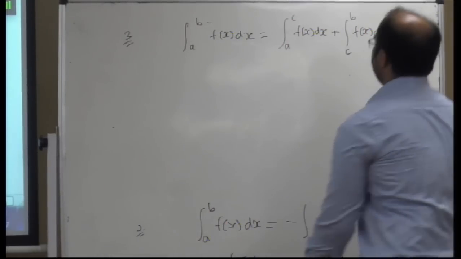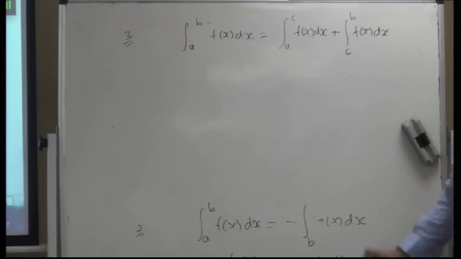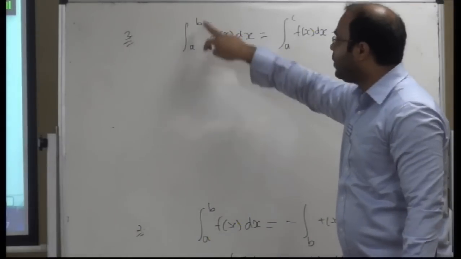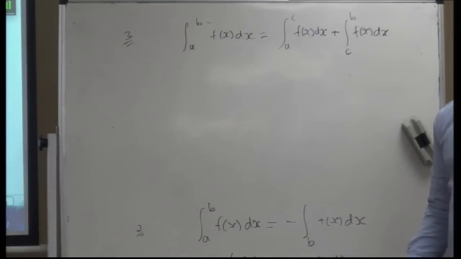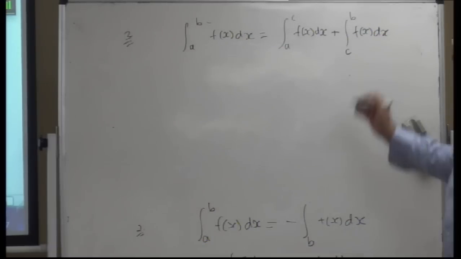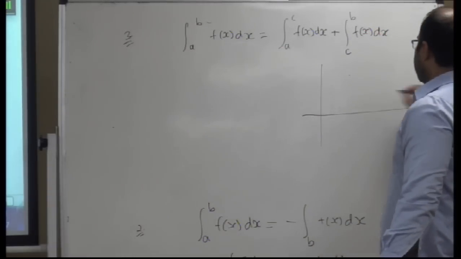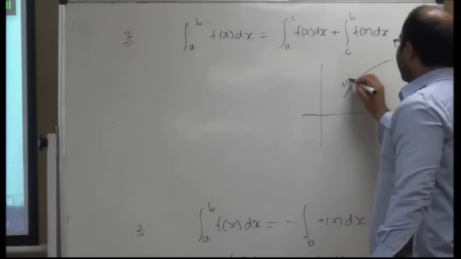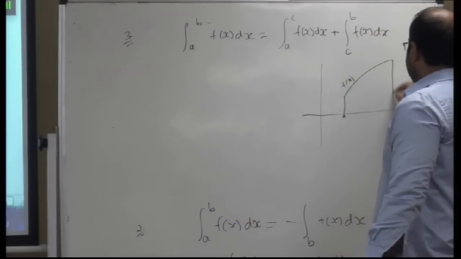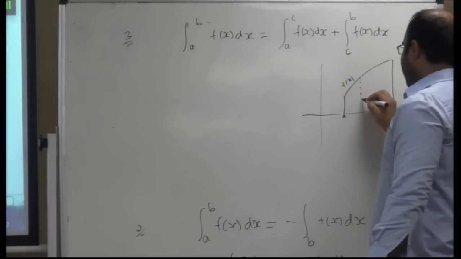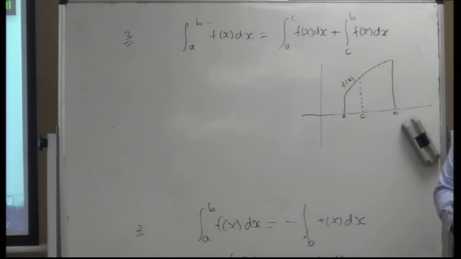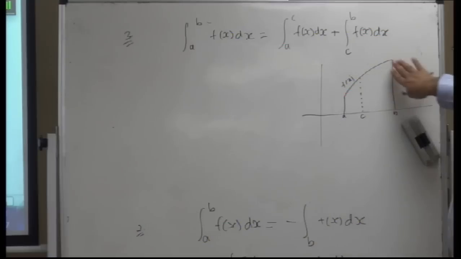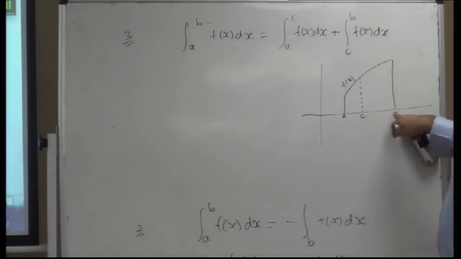When we talk about c here, c is not necessarily a value between a and b, it can be outside a and b as well. So if you take this as a function f(x), and this is a, this is b, and you take c here, then it is quite obvious that this whole area from a to b is the same as the area from a to c plus c to b.